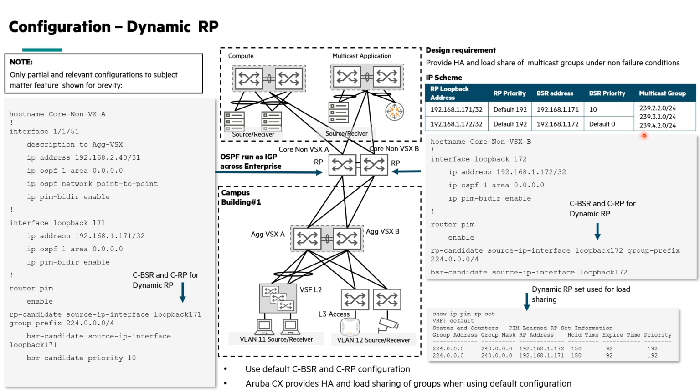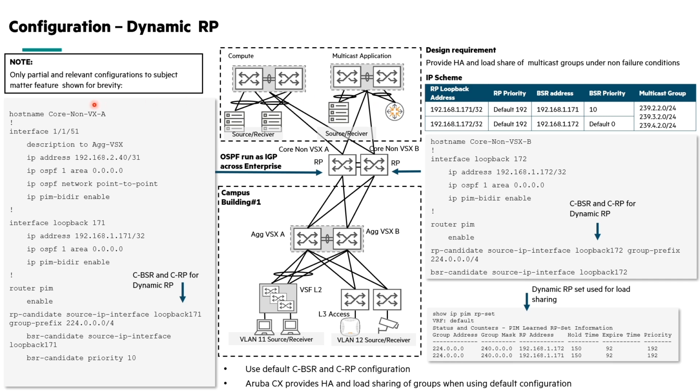This time we've got 3 multicast groups selected, and we have two RPs, so we can load share. So I've got a 192.168.1.171/32 and a 192.168.1.172. All the priorities are the same. The only difference is the BSR. For the .171, we've got a priority of 10, so that will be selected as the BSR.